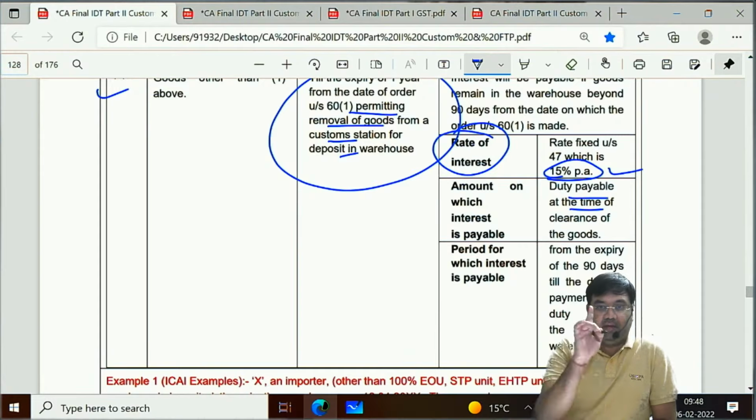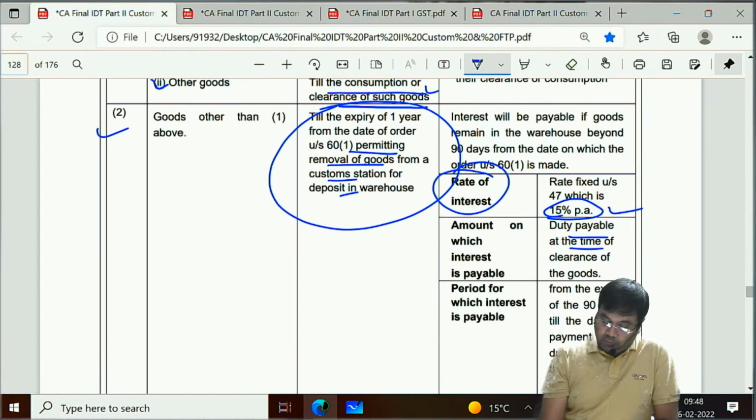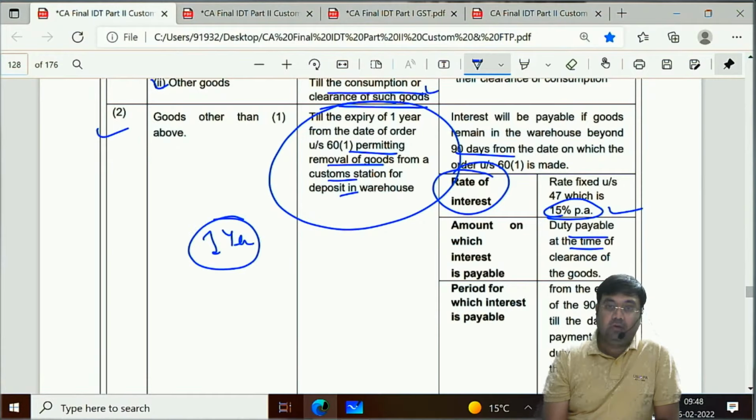So interest, as I always said, is basically a product of duty. This I explained to you in the previous chapter also. So it means, if no duty, then no interest. Correct? No interest. So up to 90 days. The maximum permission for him is 1 year. So he can keep the goods in the warehouse, of course, in the order.